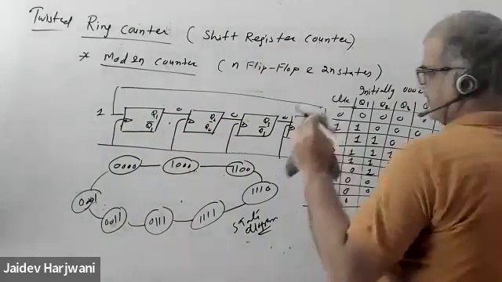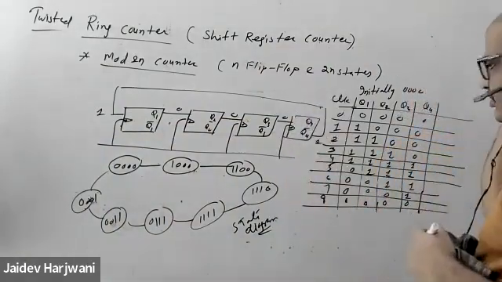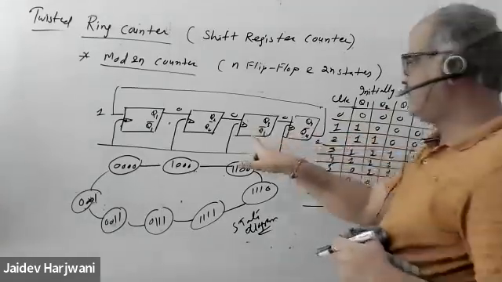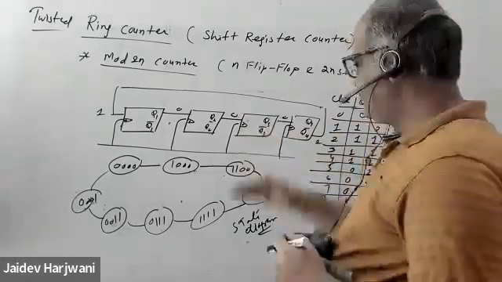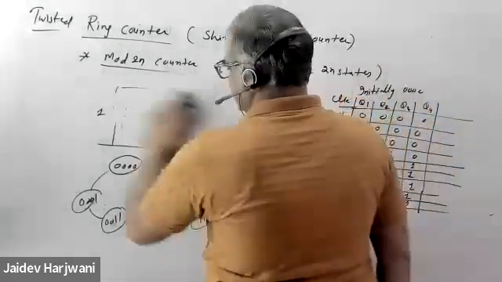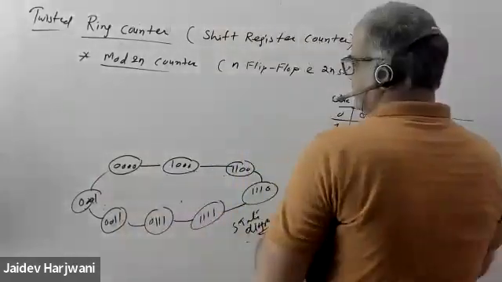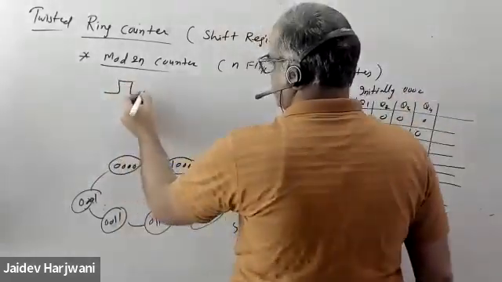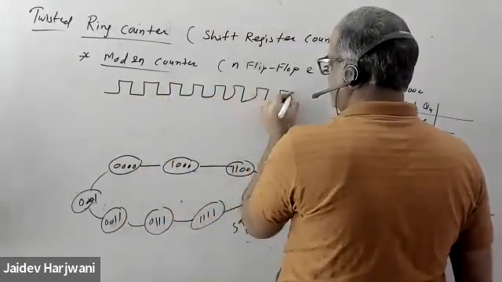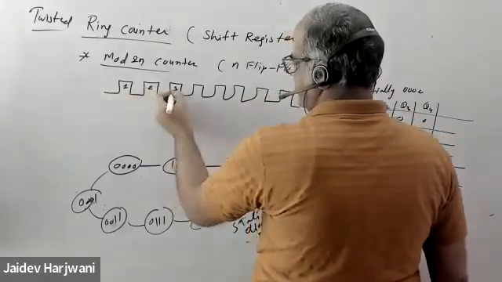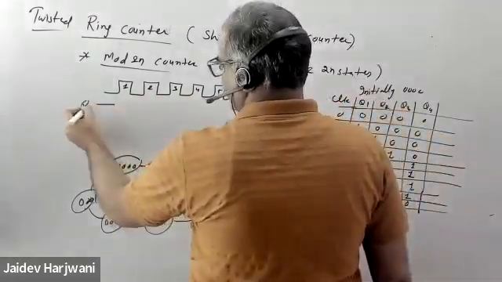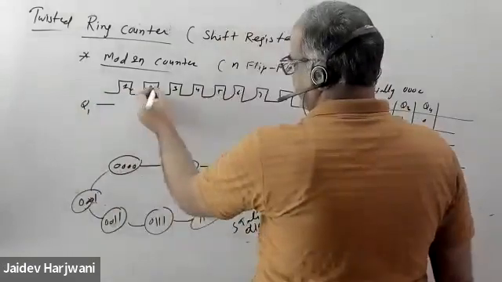So suppose I want to plot Q1, Q2, Q3, Q4 with each clock, and this is the negative triggering clock. With each clock, we can find the pulse diagram, or waveform. So say this is my clock, 1 2 3 4 5 6 7 8. Initially Q1 I told 0, so negative triggering clock.